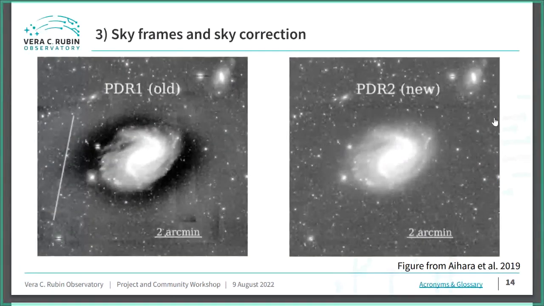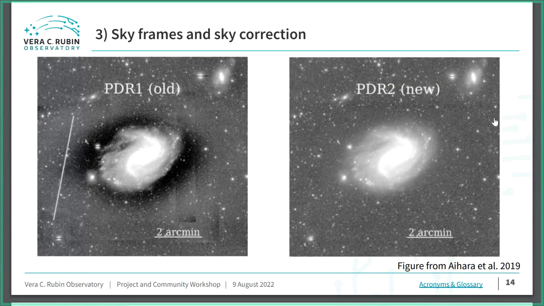That has a huge impact. This was switched on for PDR2 of Hyper Suprime-Cam, and you can see the impact it has here. This lovely figure, again from the same study, gets rid of this so-called divot, the over-subtraction around this extended galaxy here. So it produces very nice results.